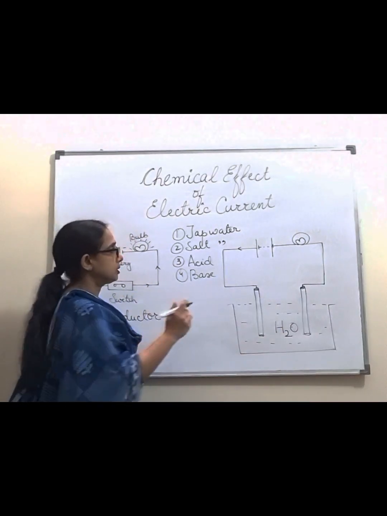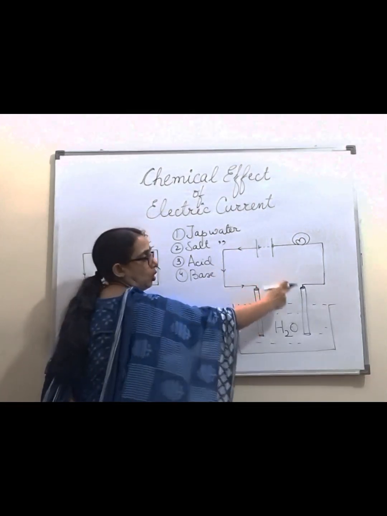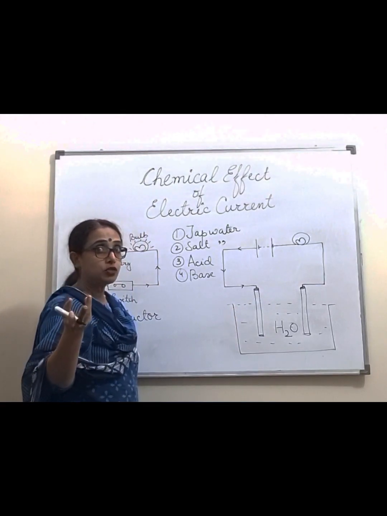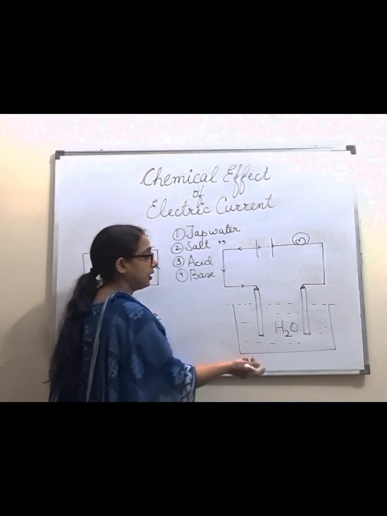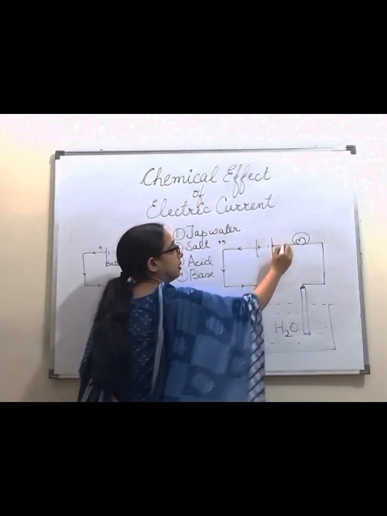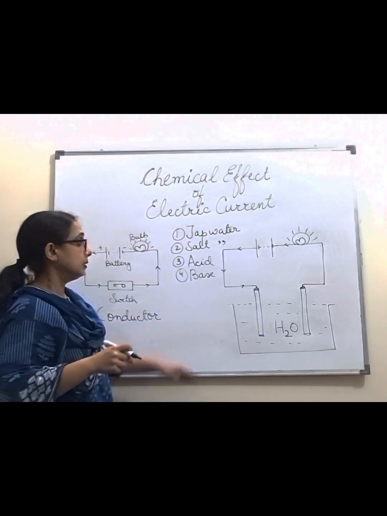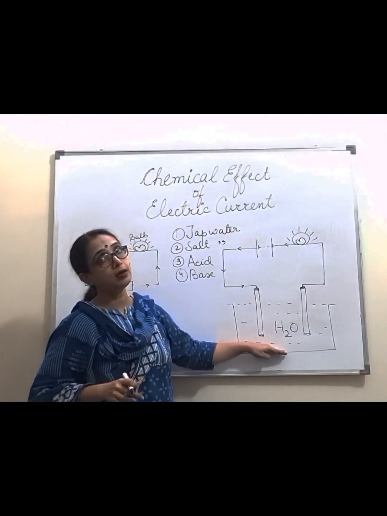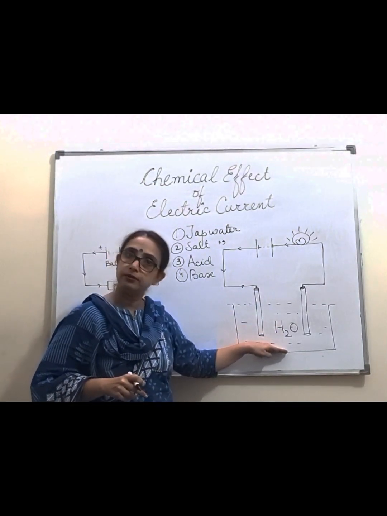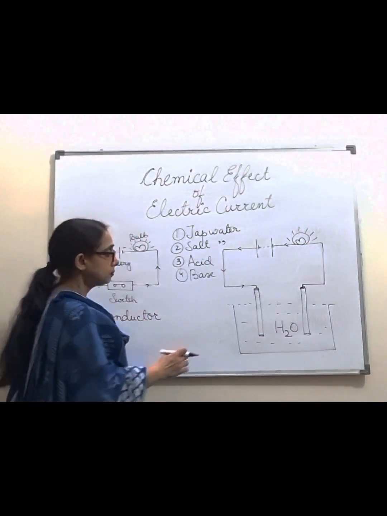Okay. Now let us see. The current is passing through the rods. I will tell you the names of the rods also. And what we see, after some time when the circuit is complete, the bulb starts glowing. That means this tap water is conducting the current. Fine. Now let us start with the process.